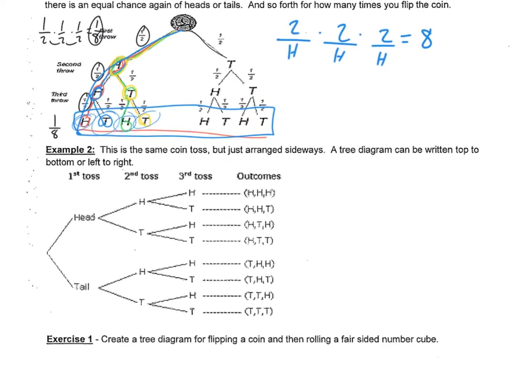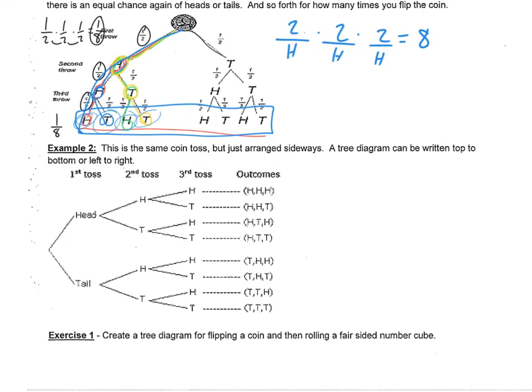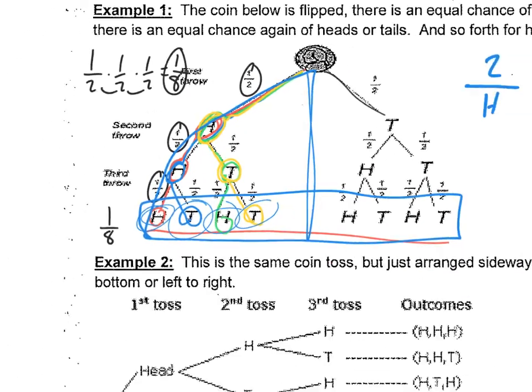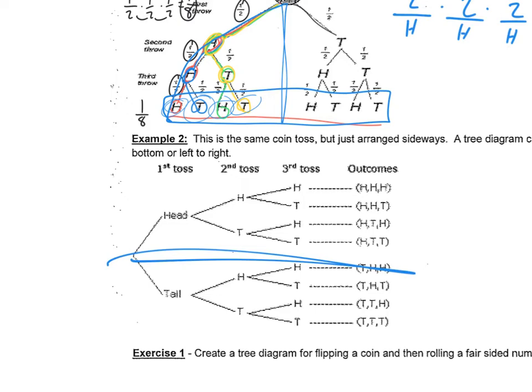Taking a look at example 2. So this is the same coin toss, but arranged sideways. A tree diagram can be written bottom up or left to right. So all that to say is this one's going straight up and down, which is easy enough. This one is going side to side. So it's the exact same sets of combinations.